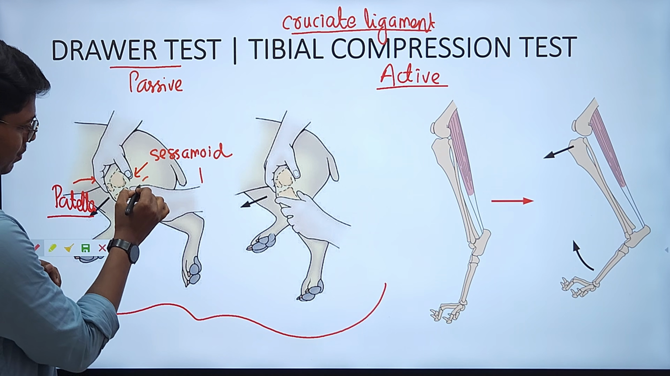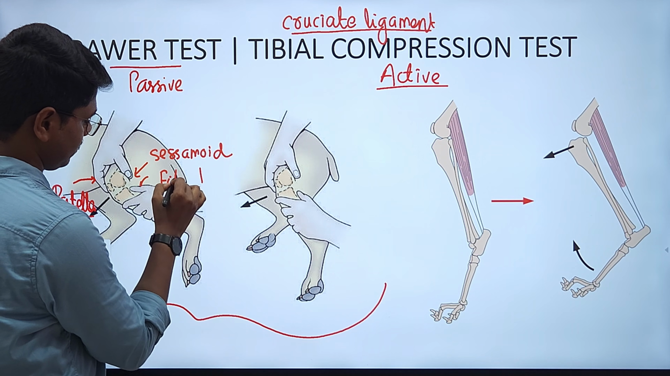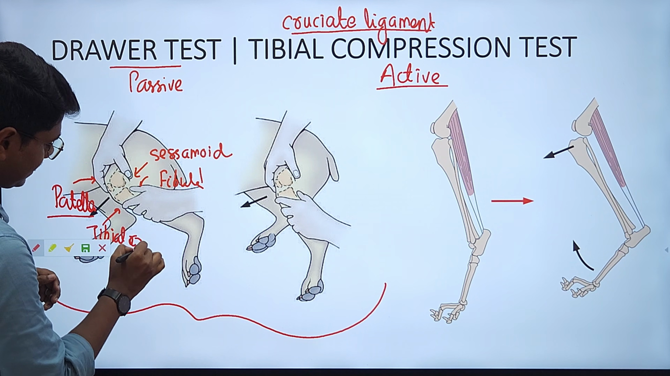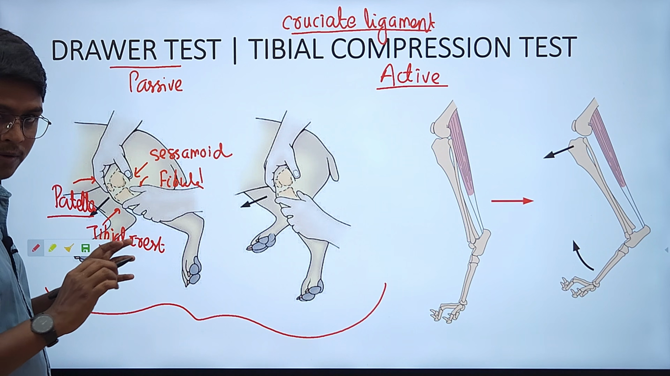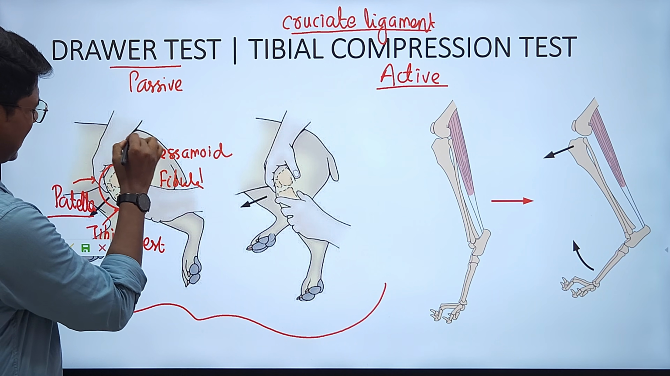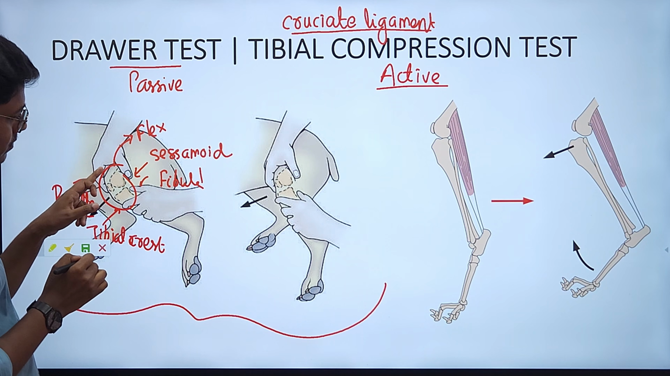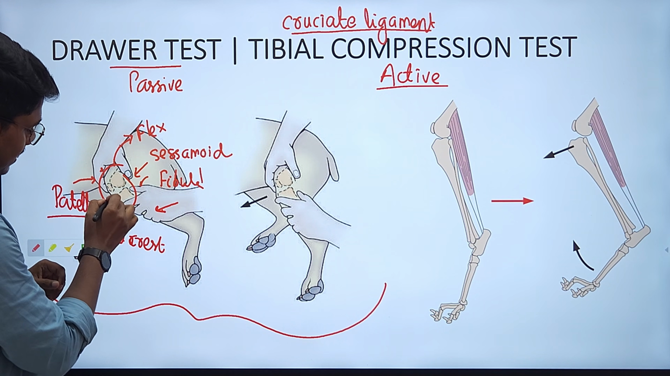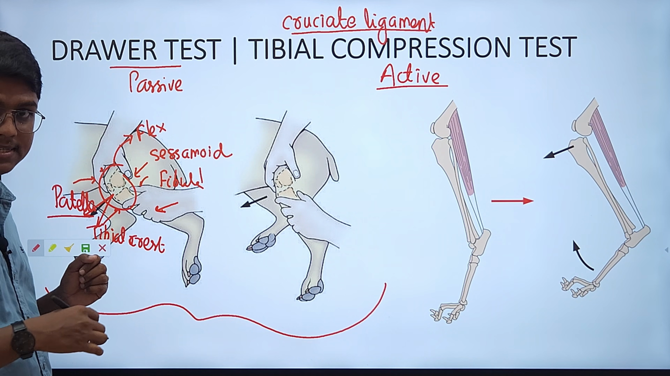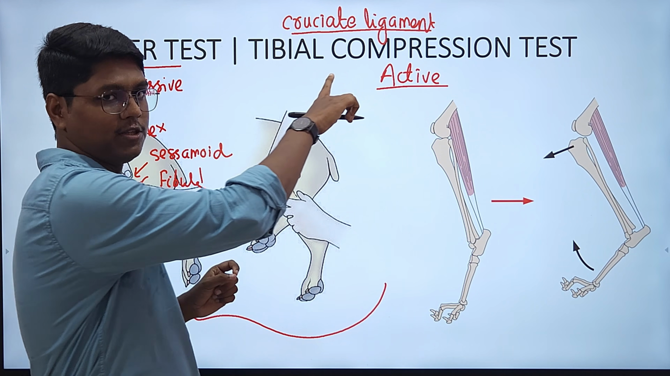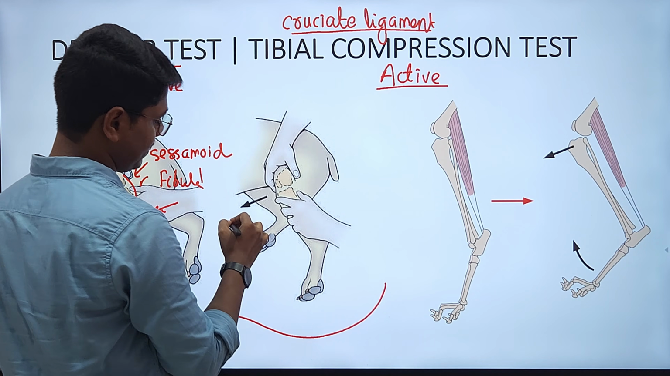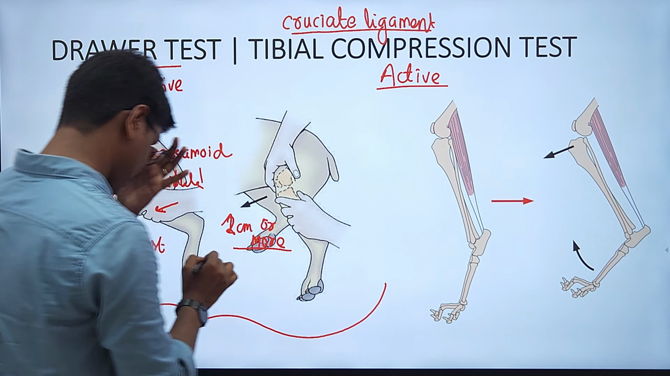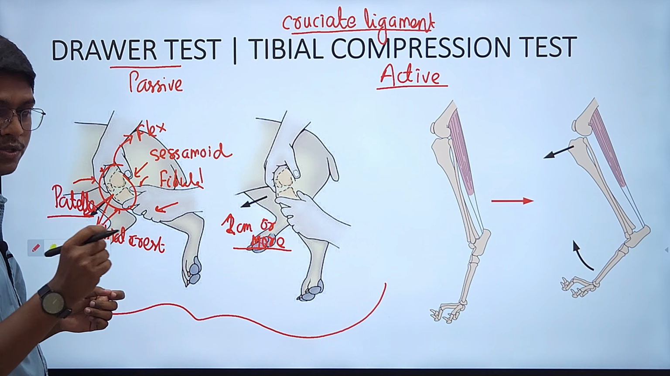With the left hand, your thumb will be behind the fibula, and your other finger over the tibial crest. Slightly flex the stifle joint and fix the femur. Then, using your left hand, try to move the tibia cranially. If there is a cruciate ligament injury, that is a positive drawer test, and you can move the tibia around 1 centimeter or 2 centimeters or more. It means there is injury to the cruciate ligament.